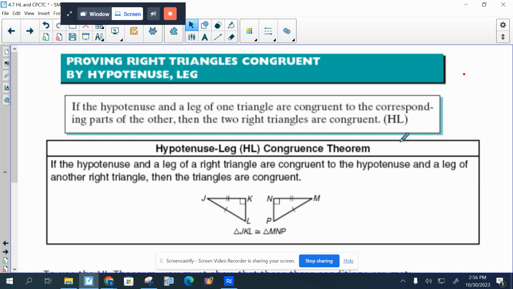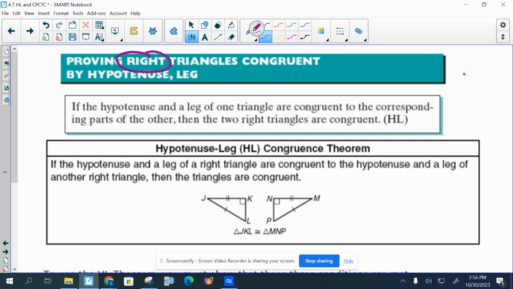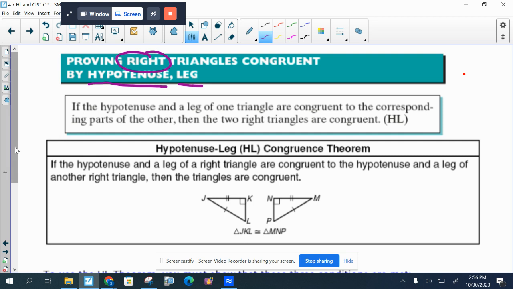So first is using hypotenuse leg. It says if the hypotenuse and a leg of one triangle are congruent to the corresponding parts of the other, then the two triangles are congruent. So notice that this is only for right triangles, and it's for if you know the hypotenuse and one of the legs. So it's not both legs, it's the hypotenuse and one leg.